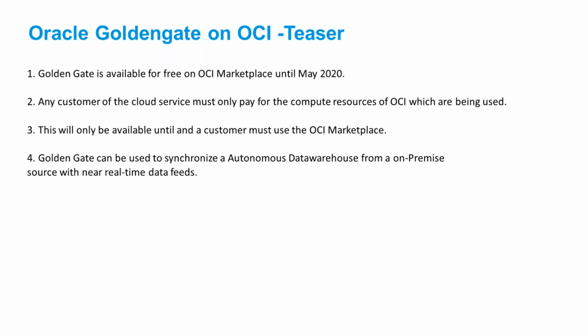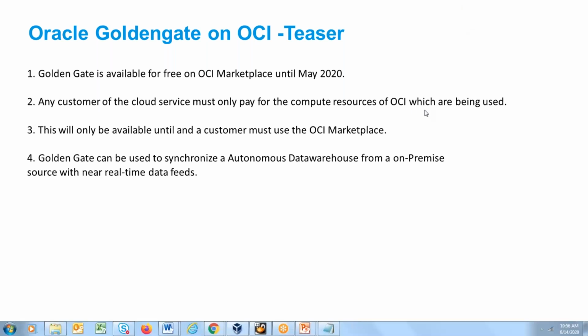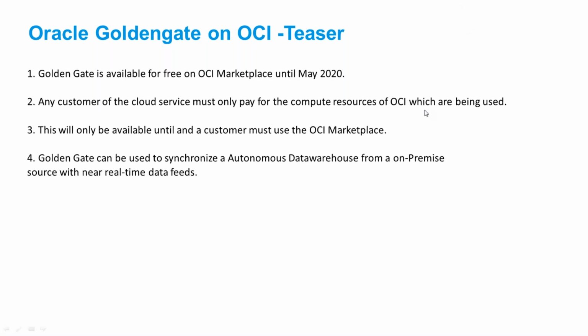So it was available for free on OCI Marketplace until May 2020. I'm not sure, I haven't checked whether it is now available, but if you wanted to use Golden Gate on OCI, it was available until May 2020. And any customer of the cloud service must only pay for the compute resources of OCI which are being used. This will only be available until then, and the customer must use the OCI Marketplace.